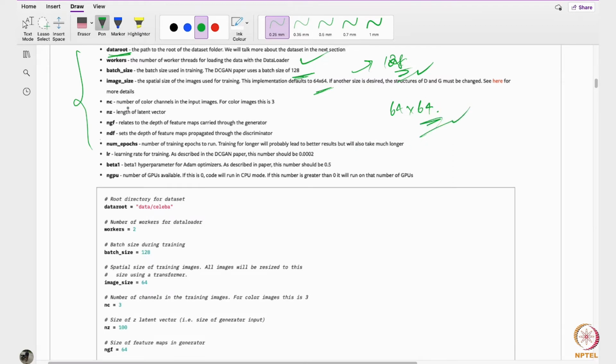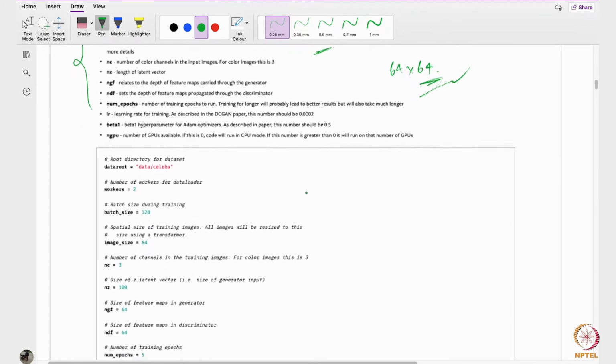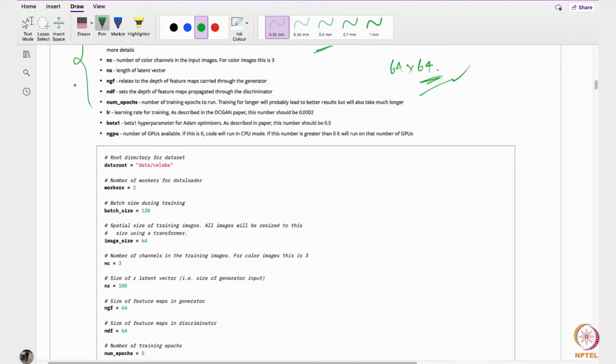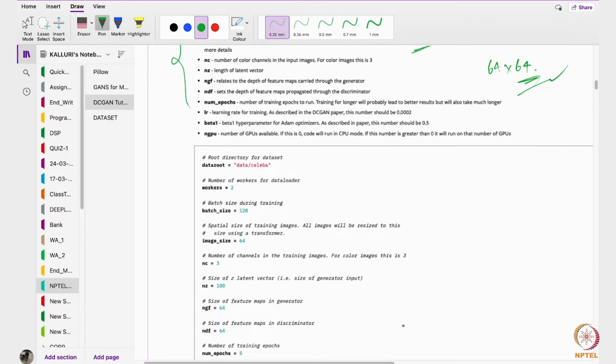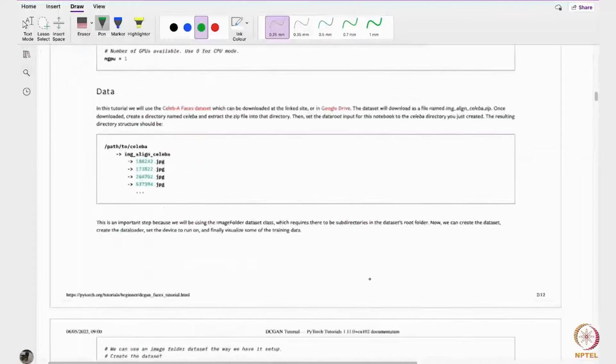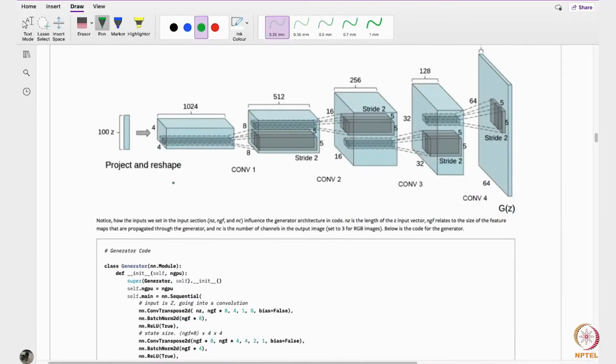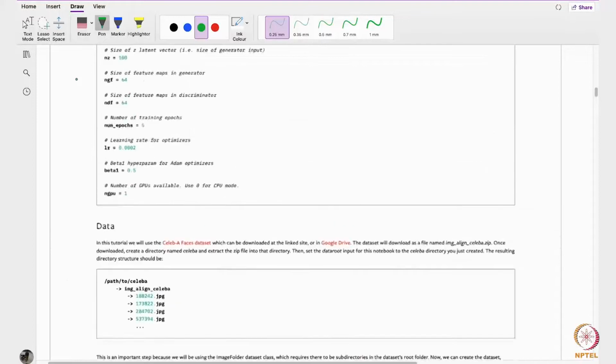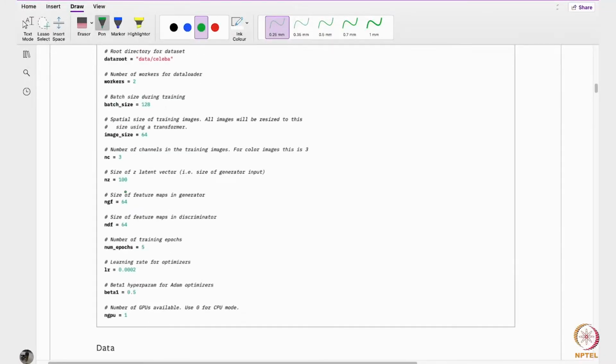Next, number of color channels in the input image. For color images, it is 3. That is the number of channels of the particular dataset of images you are having. Next thing is NZ, that is the length of the latent vector. It means the random noise vector. As I have already told you, the generator takes a 100-dimensional input vector here. This is called the latent vector. Here also they have kept NZ equal to 100.